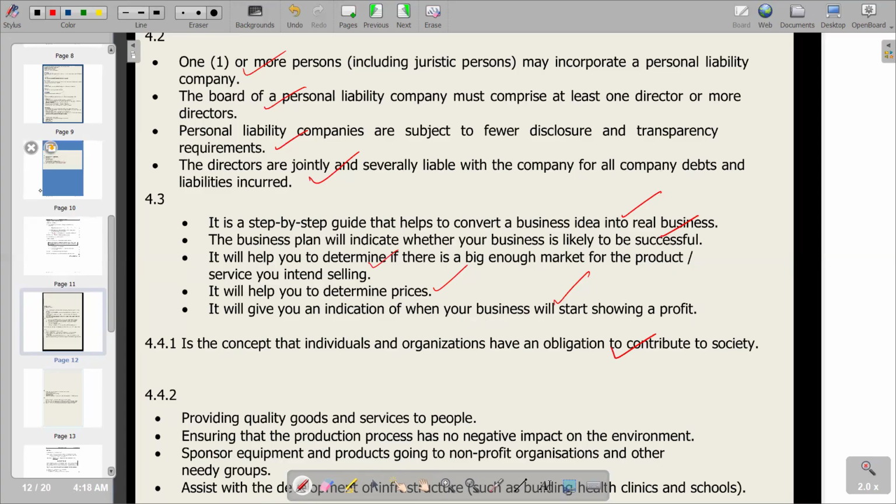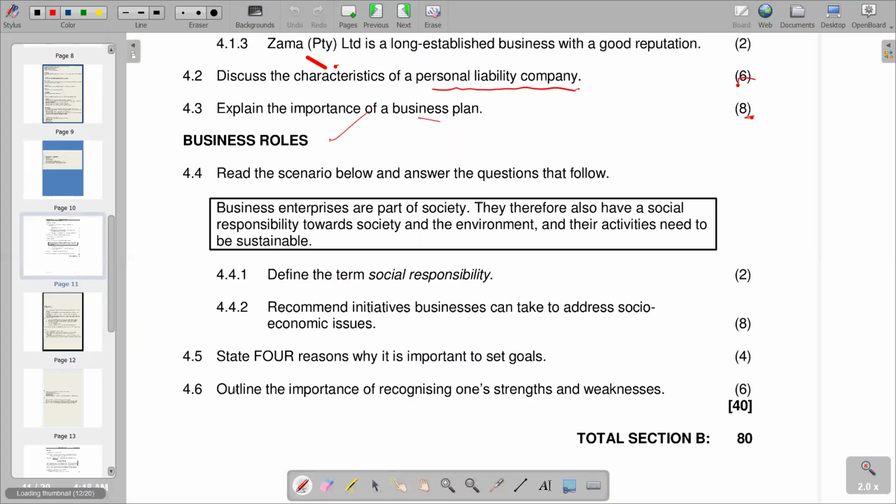Then on the next question, 4.4.2, recommend initiatives businesses can take to address social economic issues.